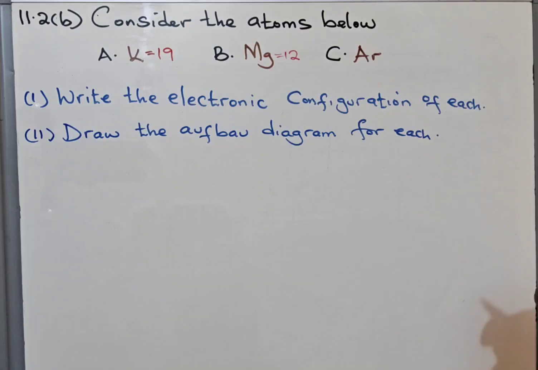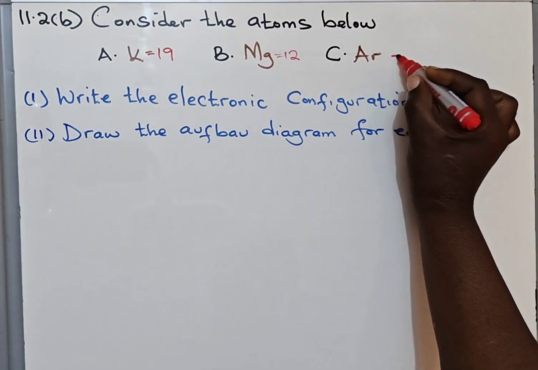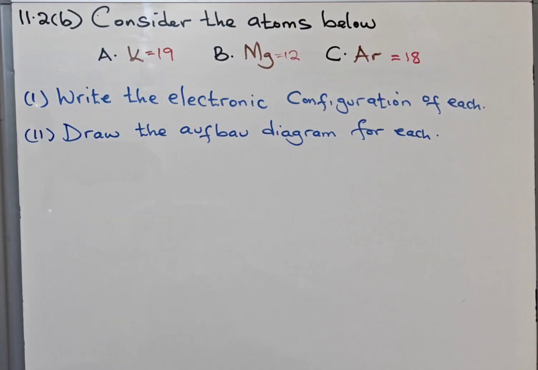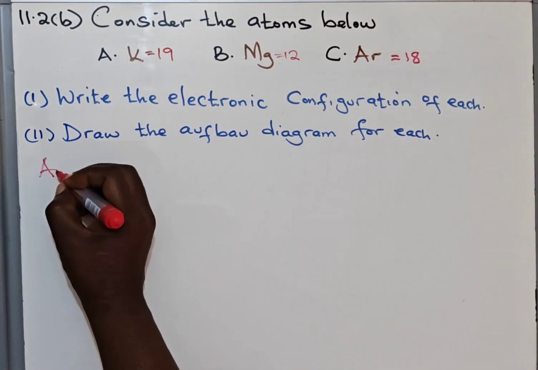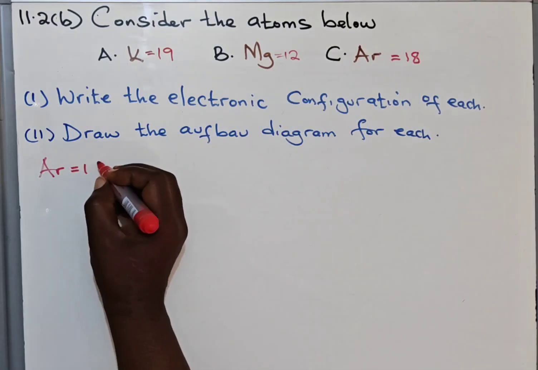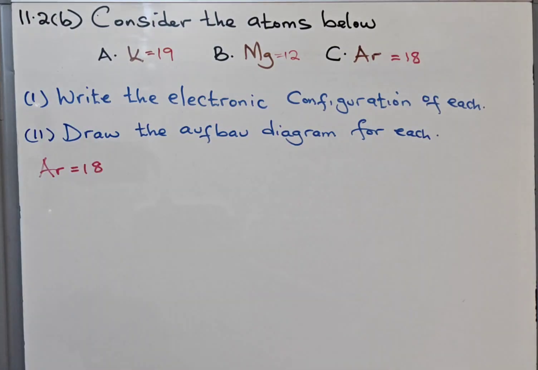Yeah, then we come to argon. Argon has an atomic number 18. And how do you go about it? Let us look at argon, which is 18. 18 is the atomic number, implying it has 18 protons, and the protons are equal to electrons, implying that we have 18 electrons to distribute.